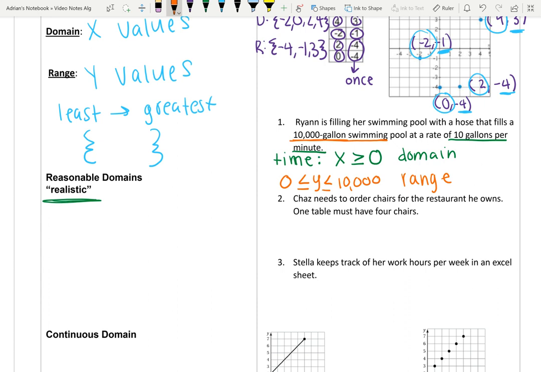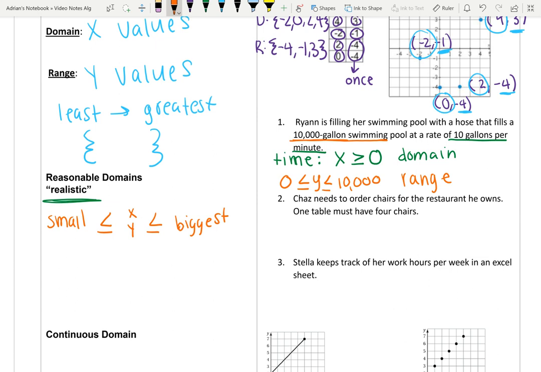And if you're ever trying to write anything in between two values, it's always going to look like that. You'll always have your smallest number and then your symbol and then either X or Y, and then your less than symbol again, and then your biggest number. So if you're ever trying to go in between two different numbers, like from 0 to 10,000, that's how you'll write it.